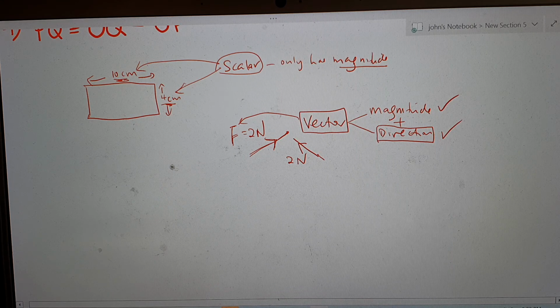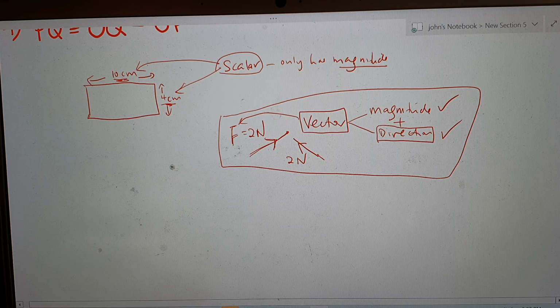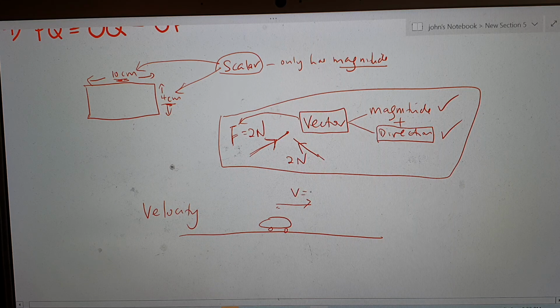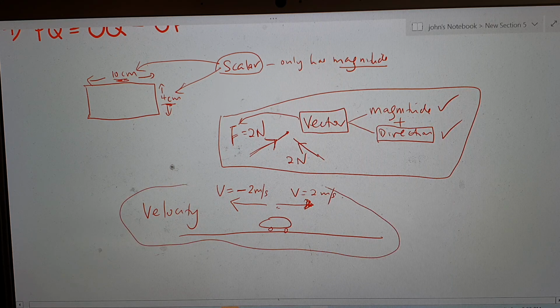Okay, so what other quantities have direction? Now for those of you who study pure physics, you will know velocity, which is something like speed, but it has direction. So if I have a car here, and then the car is going this way, the velocity is, let's say, 2 meters per second. Okay, if the car now changes direction and it is going the other way, then its velocity would have a negative here to tell us that it is going in the opposite direction. So velocity also is a vector quantity.